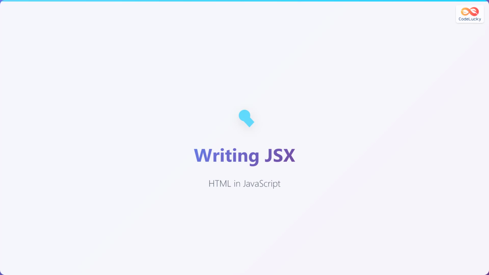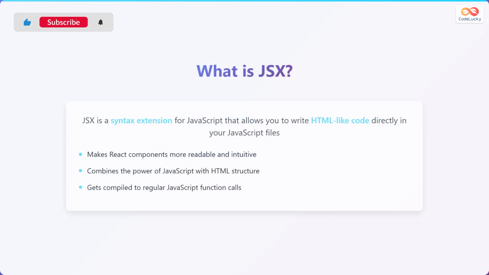Let's dive into writing JSX, which allows us to write HTML in JavaScript. It is a powerful feature in React that simplifies building user interfaces. JSX is a syntax extension for JavaScript that allows you to write HTML-like code directly in your JavaScript files. It makes React components more readable and intuitive. It combines the power of JavaScript with HTML structure and gets compiled to regular JavaScript function calls.